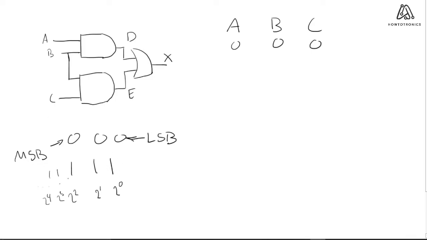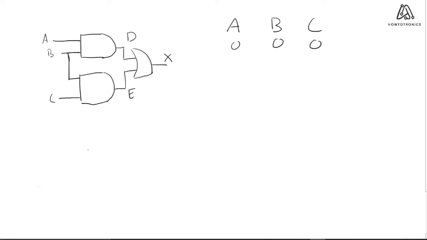So since we're calculating to 7, since we have 3 inputs, what we do is 2 to the power 0 times 1, we have 1. 2 to the power 1 times 1 is 2, 2 to the power 2 times 1 is 4. So 4 plus 2 plus 1 equals 7. This is from binary to decimal. So 111 is decimal for 7.